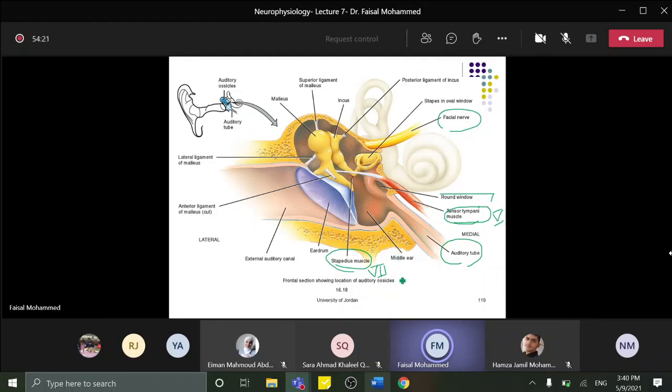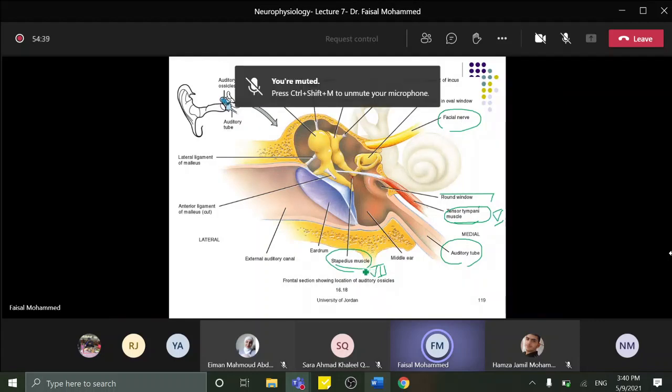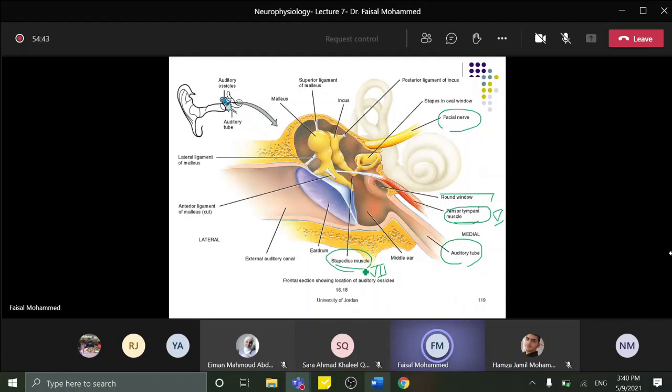What is the function of these nerves? When we come to the reflexes, they contract when the sound waves are too high, meaning too many decibels, too much intensity of the sound. It could rupture the eardrum and ruin things. So to protect our ear from very loud sounds, these two muscles, stapedius and tensor tympani, contract. The stapedius when it contracts goes laterally here. The tensor tympani when it contracts goes medially. When they contract, they make the middle ear ossicles very rigid. They are unable to vibrate.